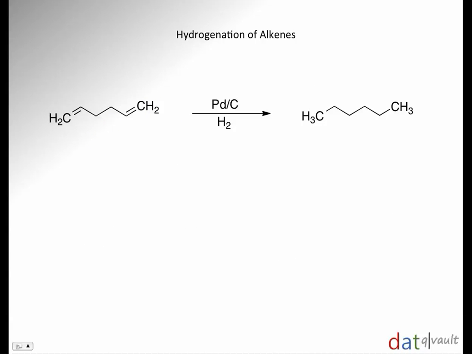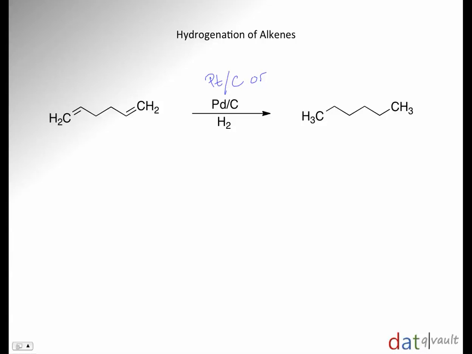Alright, let's look at the hydrogenation of alkenes, which is the addition of hydrogen across a double bond, reducing the alkene down to a simple alkane. This reaction is achieved using a catalyst such as palladium on carbon, and you'll also see this reaction done with platinum on carbon.